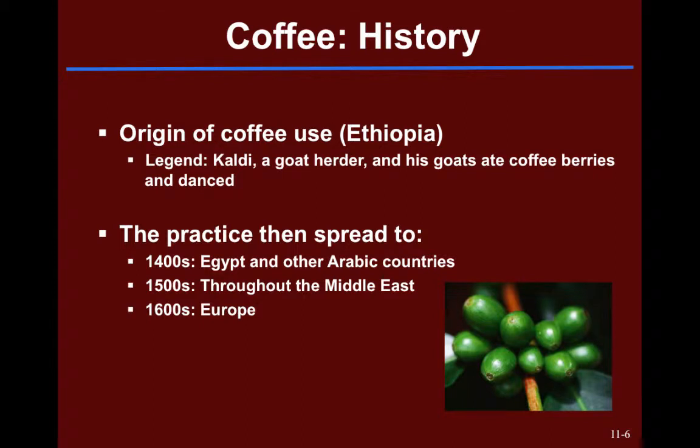We're going to start with coffee, and we'll talk a little bit about the origins. This is kind of a mythological origin story. Legend tells us that an Ethiopian goat herder and his goats were the first to eat coffee berries, and then they danced. So if you think about the effect of caffeine on the body, maybe that is our first evidence, even though maybe legend-based, of caffeine use in human populations. The practice did spread as globalization began, and we saw coffee in use in the 1400s through Egypt and other Arabic countries, 1500s throughout the Middle East, and then in the 1600s is when it reached Europe.